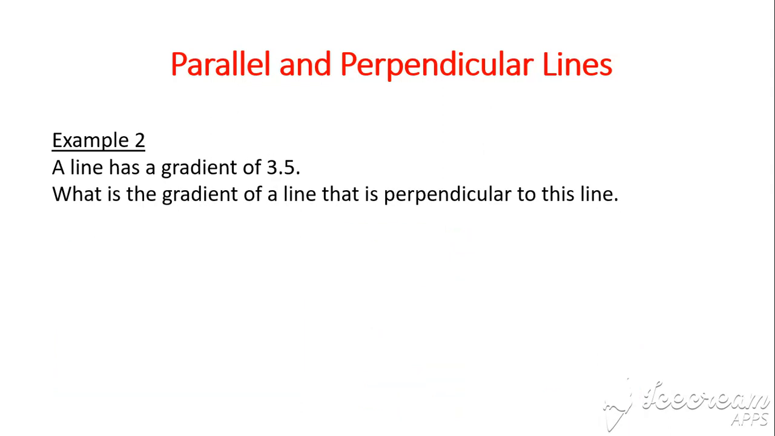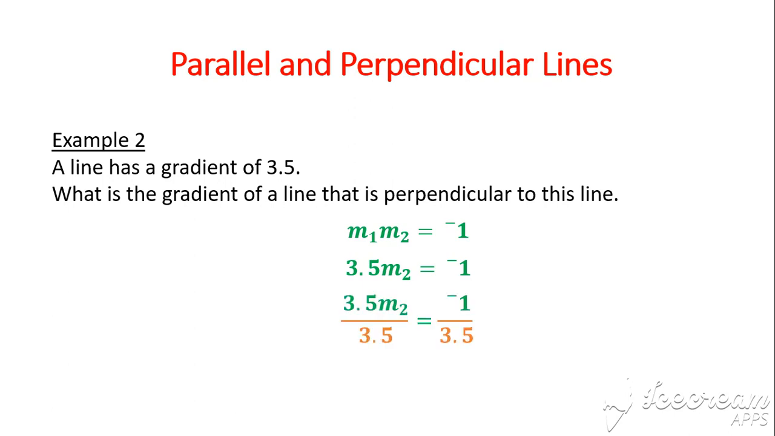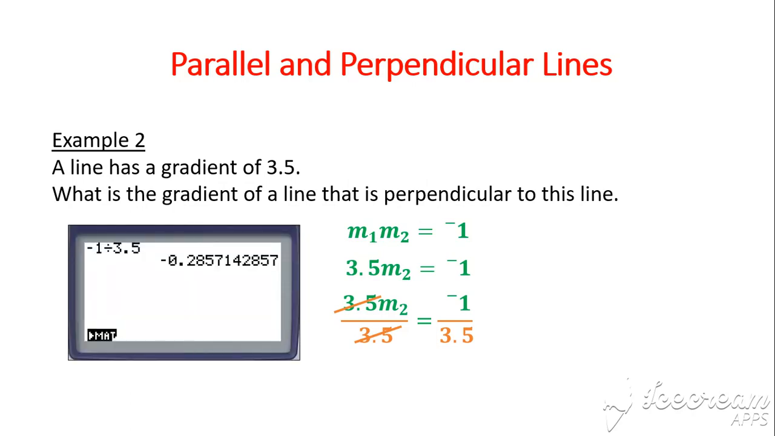A line has a gradient of 3.5. What is the gradient of a line that is perpendicular to this line? Well, now we're going to use our formula. M1 times M2 is equal to -1. So 3.5, which is the gradient of our first line, times M2 is equal to -1. So let's divide both sides by 3.5, and let's cancel out the 3.5s here. So M2 is equal to -1 divided by 3.5, and that gives us the decimal of -0.286 rounded to 3 decimal places. That's the gradient of the perpendicular line.